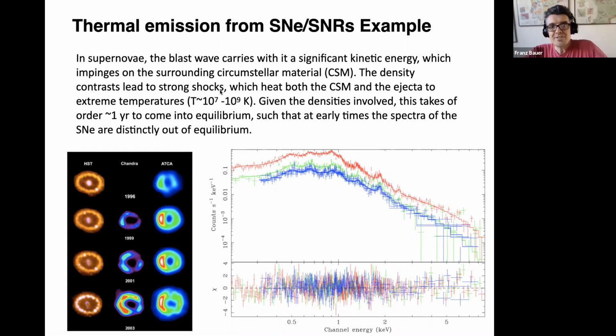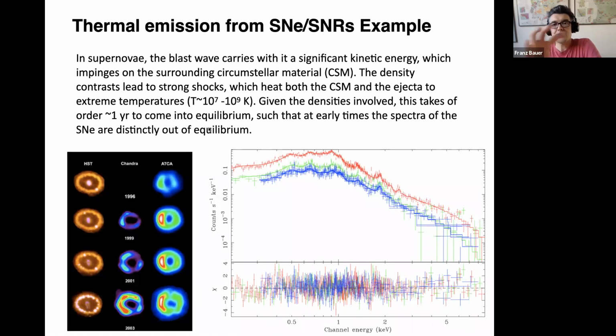So these strong shocks will drive the circumstellar medium and the ejecta to have extreme temperatures, and of course then they will radiate via bremsstrahlung. They have extremely high densities, and so they end up being very bright because of course bremsstrahlung goes as temperature to some extent, but also as the density squared. And because these things are sweeping up material in a very thin shell, you can have very high luminosities. And so given the densities involved here, typically it takes about 1 year to come into equilibrium.